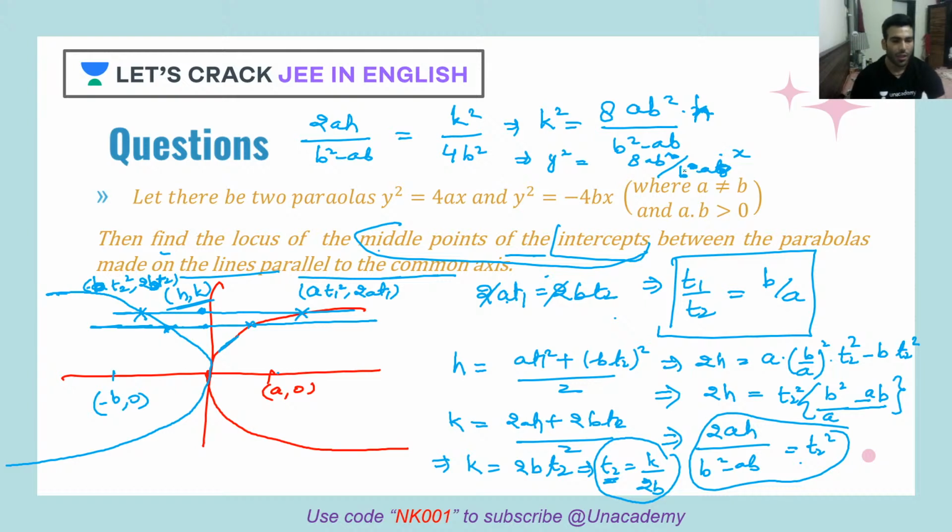Yes, Adya, your answer is also the same as what I got. Absolutely right. So y square is equal to 8abx upon b minus a. Correct. Very good, Adya. Very good.